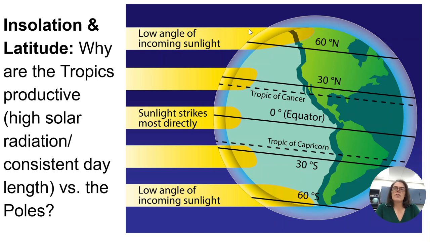Look at the angle of the light. That makes a huge difference. We have a low angle of light. A lot less energy is able to enter the ecosystems at the poles. Therefore, what do we have? Ice, low productivity.